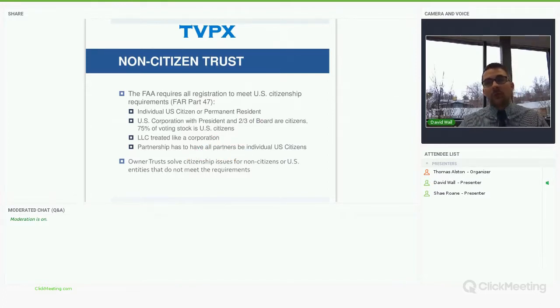And as I said, owner trusts solve a lot of these issues. For non-citizens, everyone can understand that, but also for those we would consider citizens otherwise, but who maybe do not meet these regulatory requirements. It solves those types of issues.